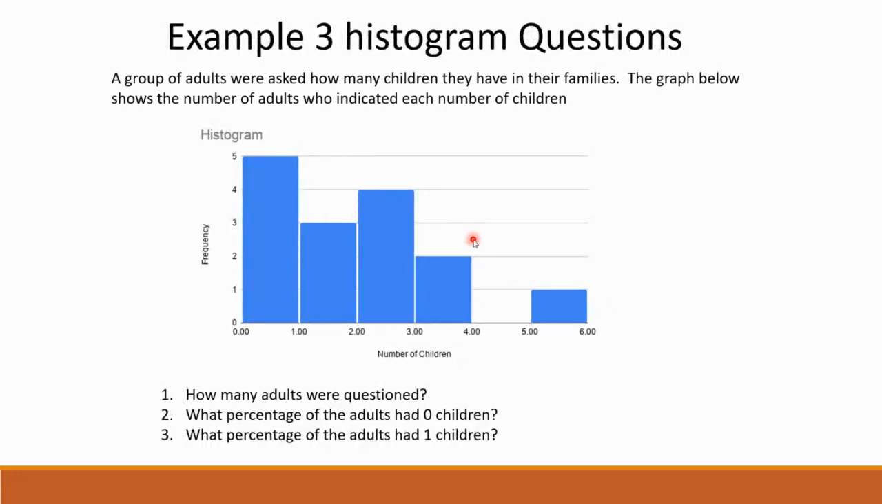Let's answer some questions about it. So first, how many adults were questioned? And then we'll answer what percentage of the adults had no children, what percentage of the adults had 1. Okay.